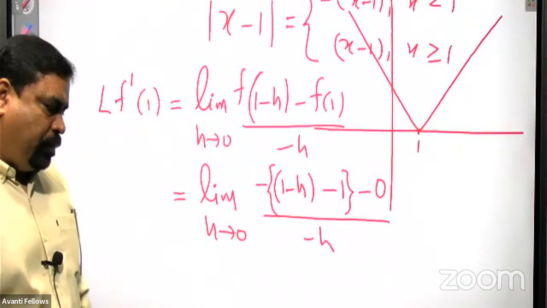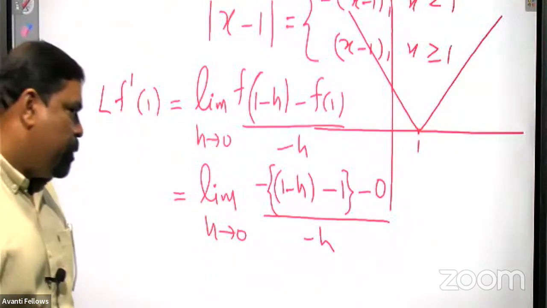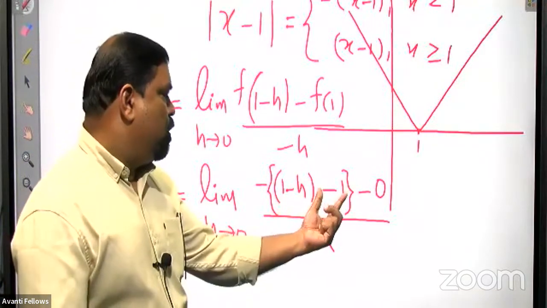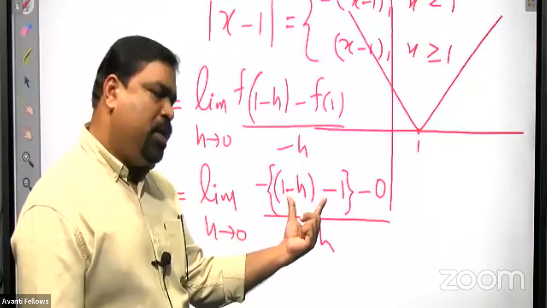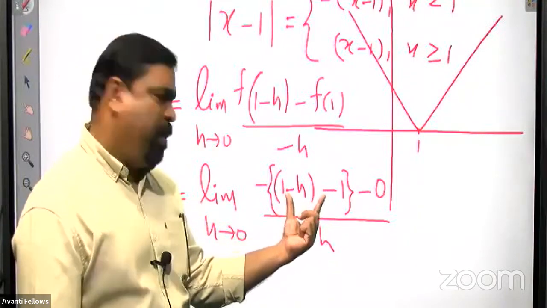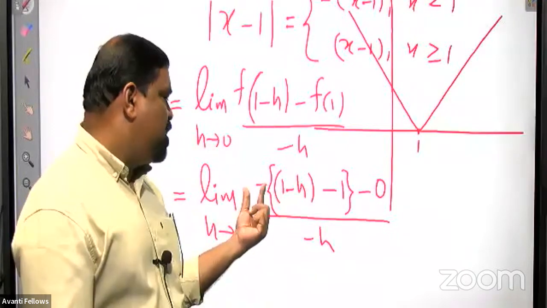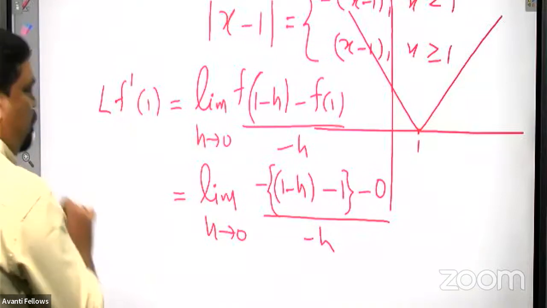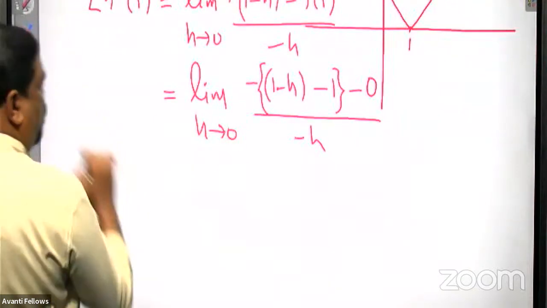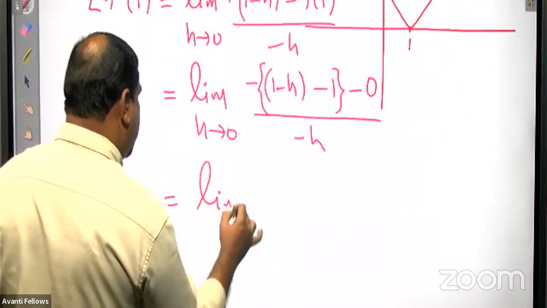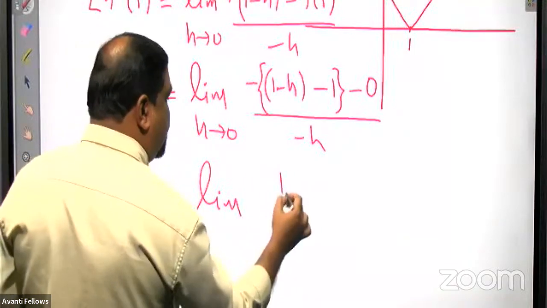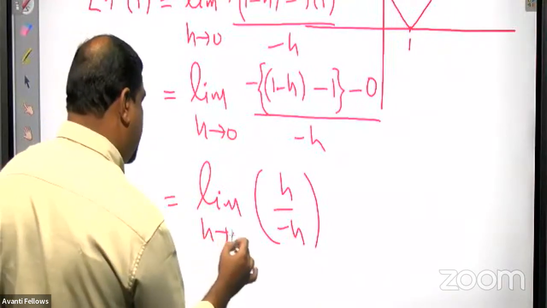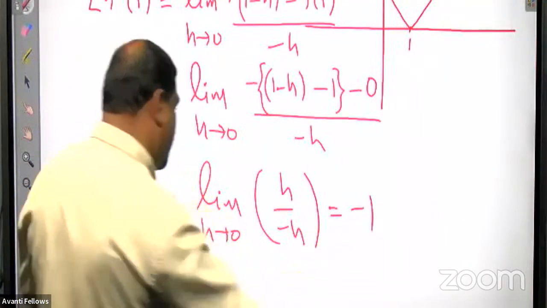So simplify. Remove the bracket. Inside the bracket, you can see 1 minus h minus 1. The 1 cancels, remaining is minus h. Inside the bracket, minus h will be remaining, and outside, there is a minus actually. So minus of minus h means plus h. Okay, so normal simple calculation only. So limit of h divided by minus h, as h tends to 0, that's equal to minus 1.